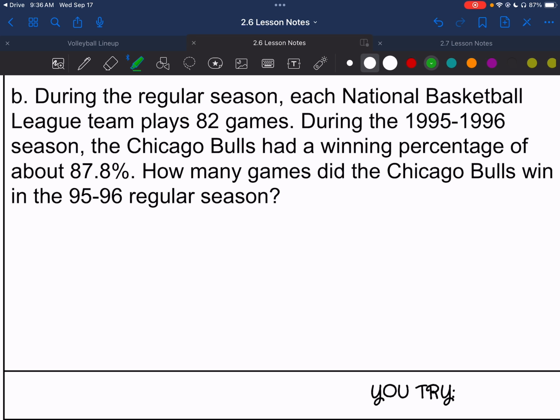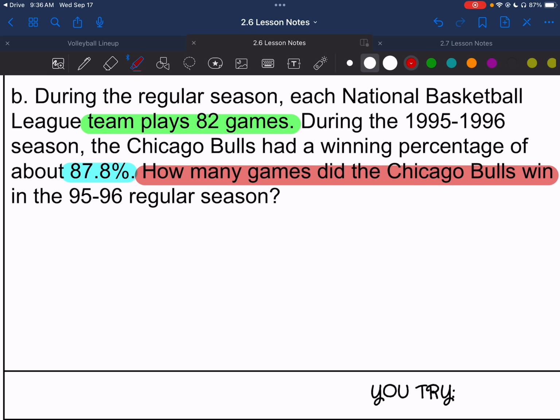So, information that we need to know. Teams play 82 games in the regular season. The Chicago Bulls had an 87.8% winning percentage. We want to know, how many games did the Bulls win in 95-96? Now, some of you who are Bulls fans may know this fact already, but we're going to do the math on it and figure it out.